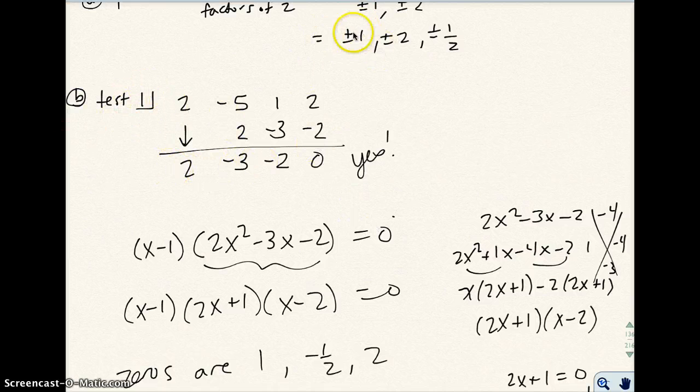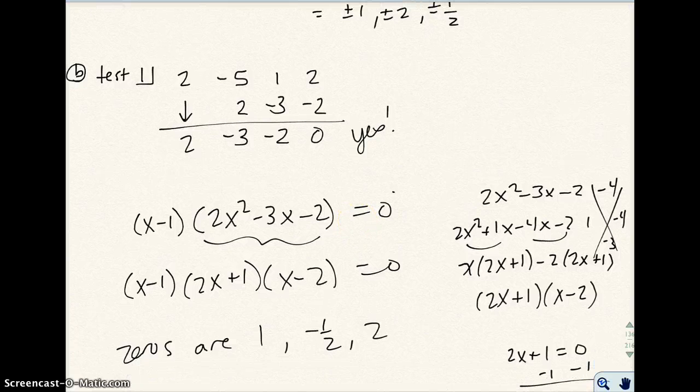Okay. Now notice how I tested 1 first and it worked, but if it did not work, then I would try testing negative 1, or positive 2 or negative 2. If I really wanted to, I would test 1 half or negative 1 half. And notice how all the zeros I have here are in this list. So whichever one you test, if you tested 2, it would have worked, and I would have had x minus 2 as my first factor. There's something different there, but my answer would still come out the same.